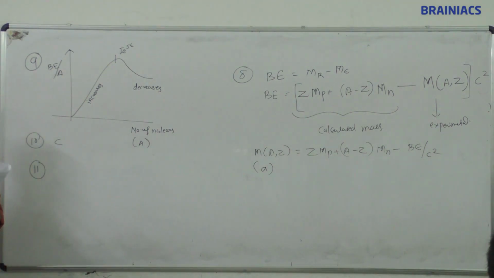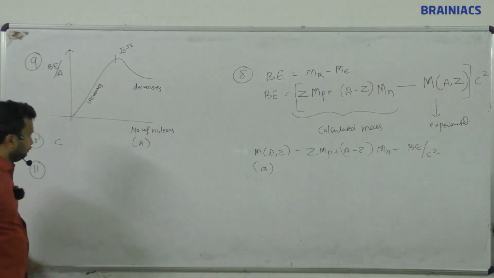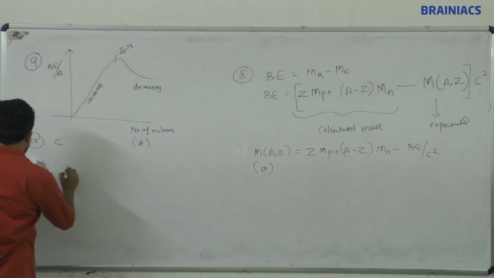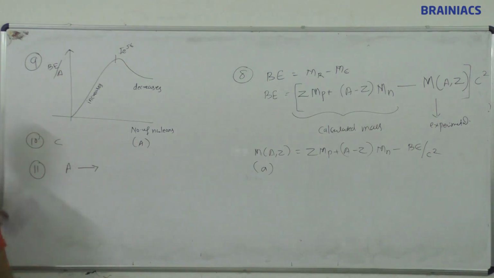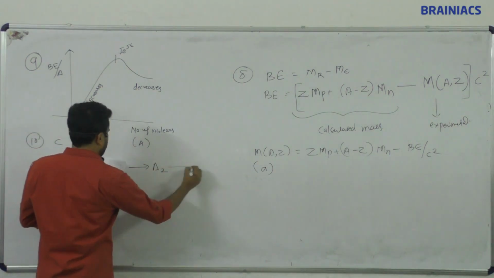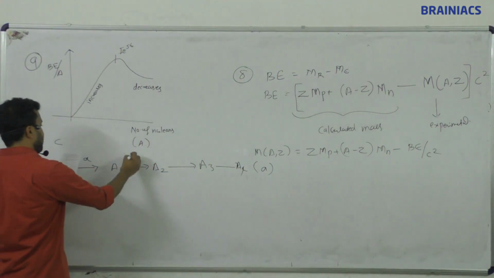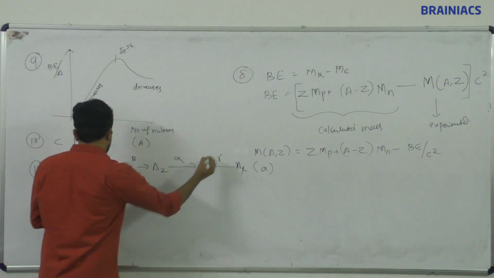11. A radioactive nucleus A undergoes a series of decays according to the scheme A to A1, A2, A3, A4. If the mass number and atomic number of A are 180 and 72 respectively, then what is A emitting to become A1? It emits alpha. Then A1 to A2 becomes beta, then alpha, then gamma.